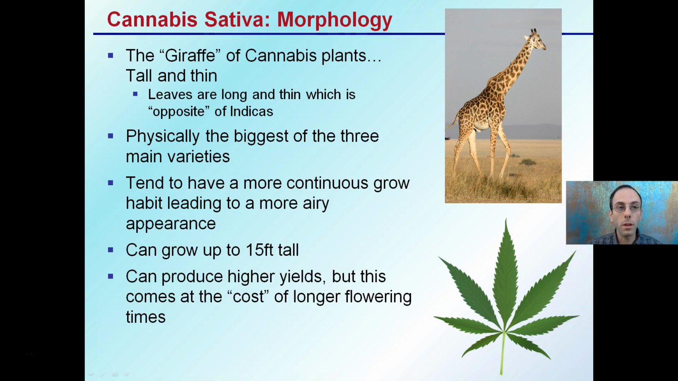These are considered to be like the giraffe of cannabis plants. They're tall and they're thin. Leaves are long and thin, which is the opposite of indicas. They're physically the biggest of the three varieties, and they tend to have a more continuous growth habit, leading to a more airy appearance. They can grow up to 15 feet tall and can produce higher yields, but sometimes it takes a little bit longer for them to get to this stage, so it comes at the cost of sometimes longer flowering times.